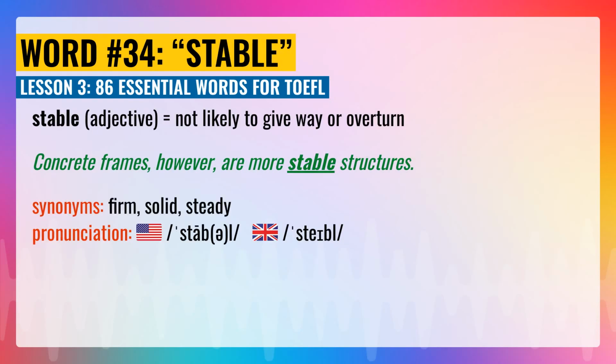34th word: stable. Stable means not likely to give way or overturn. For example, concrete frames, however, are more stable structures.